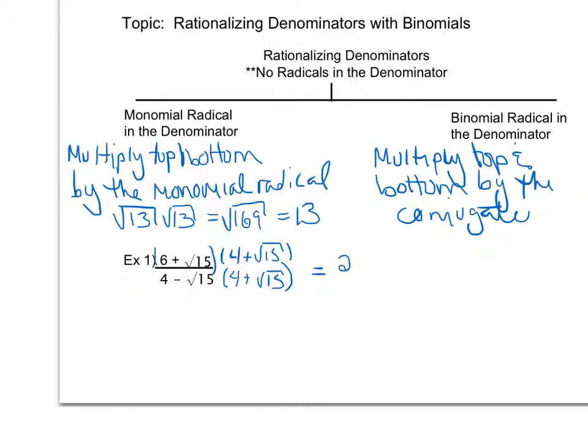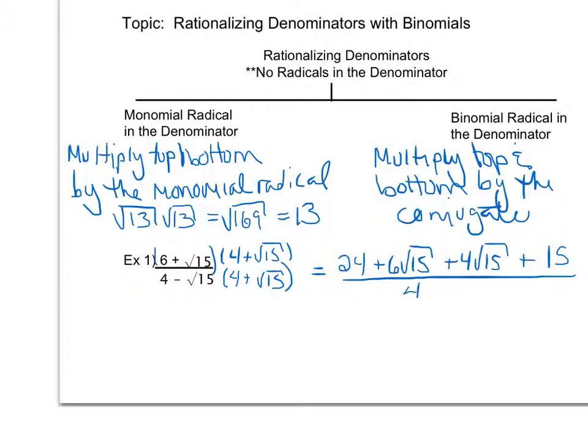6 times 4 gives me 24. 6 times the square root of 15 is plus 6 square root of 15. Square root of 15 times 4 is plus 4 times the square root of 15. And the square root of 15 times the square root of 15 is a positive square root of 225, or 15, kind of depends how you look at it. Square root of 15 times square root of 15 is just 15. All over, on the bottom, I can either FOIL or distribute or use the formula. I'll get the same answer either way.